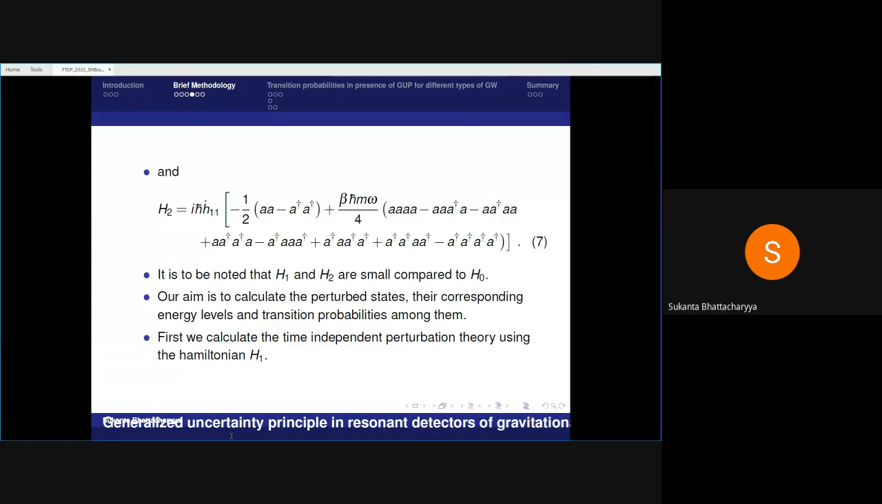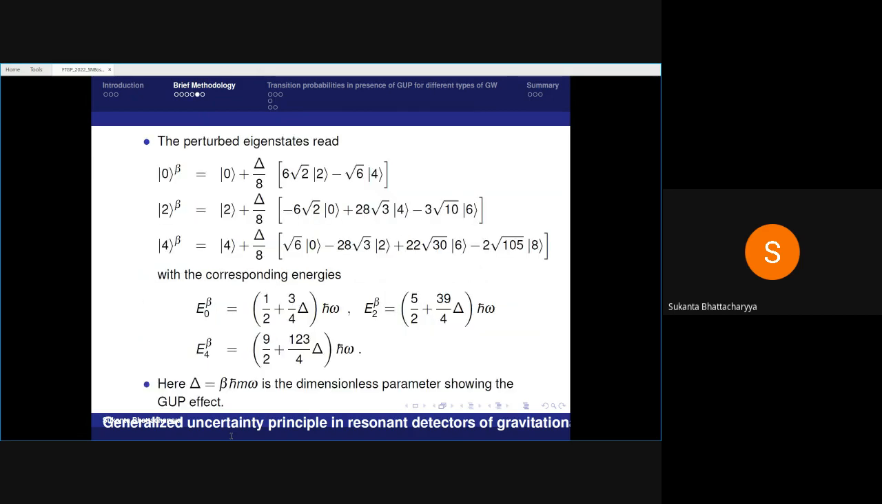Our aim in this paper is to calculate the perturbed energy eigenstates, their corresponding energy levels, and the transition probabilities among them. Therefore, first we apply time-independent perturbation theory using the Hamiltonian H1. Applying it, we get the modified energy eigenstates of a simple harmonic oscillator by this equation, with the corresponding modified energy values E0 beta, E1 beta, E2 beta, and E4 beta. Here, capital Delta is equal to beta h-bar m omega, a dimensionless parameter showing the GUP effect.